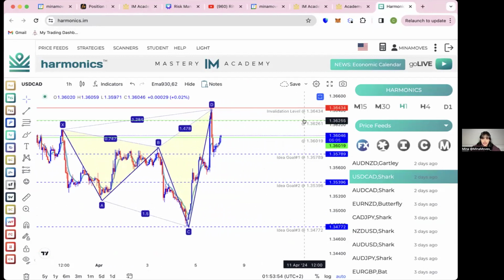Entry point is 255. Stop loss, or I'm sorry, is 261. Stop loss is 434. That means that from 26 to 43, somebody do the math on that. What is it, 14?